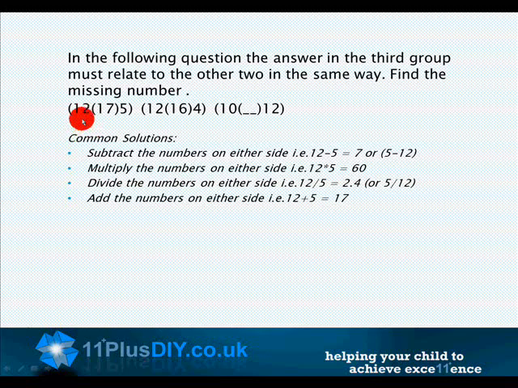We could add the numbers on either side. 12 plus 5 equals 17. So let's move on to the second group and try that. 12 plus 4 equals 16. That seems to work.